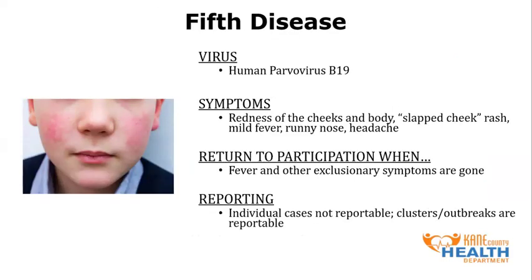Last but not least, I just want to quickly go over fifth disease. This is a disease caused by the parvovirus B19. It is a common mild rash illness. Symptoms include redness of the cheeks and body, slapped cheek rash, mild fever, runny nose, and headache. Rash may come and go for weeks. An individual can return once they no longer have a fever or any other symptoms that would exclude them. Like the others, only clusters or outbreaks need to be reported.